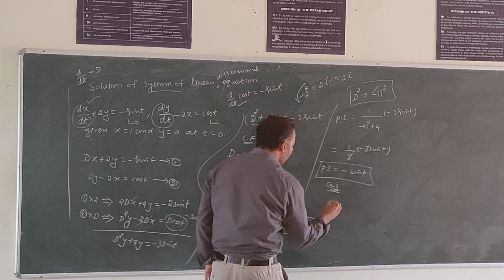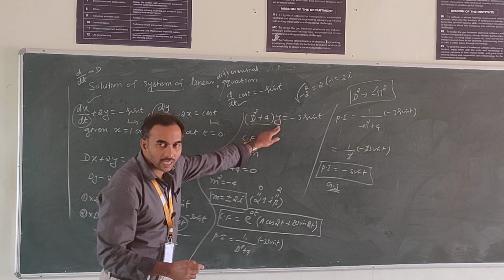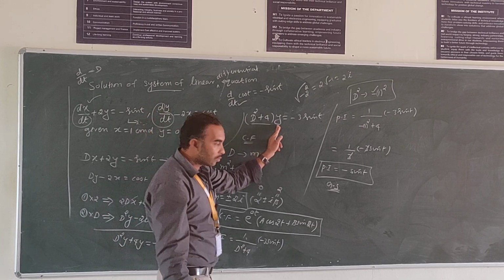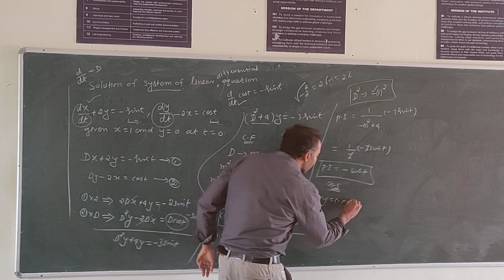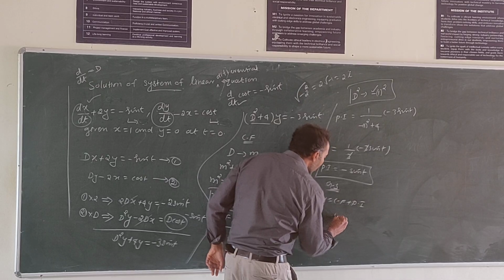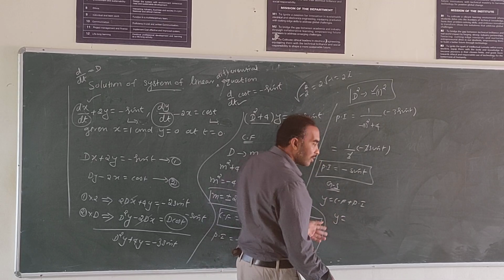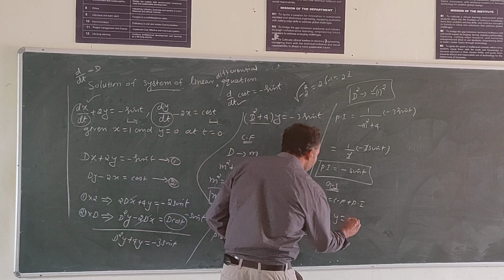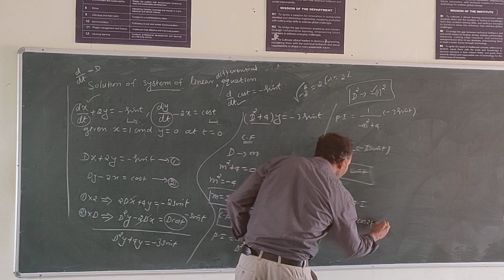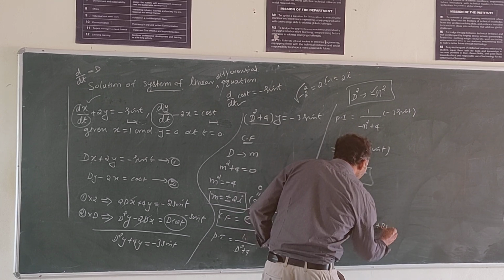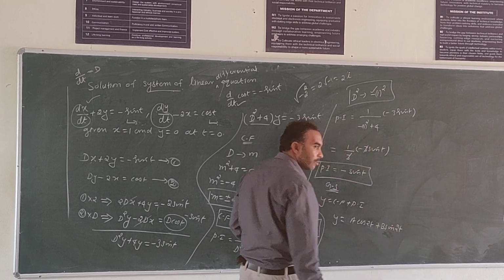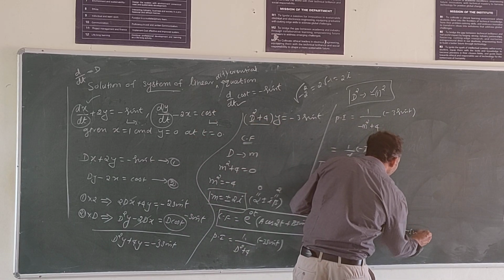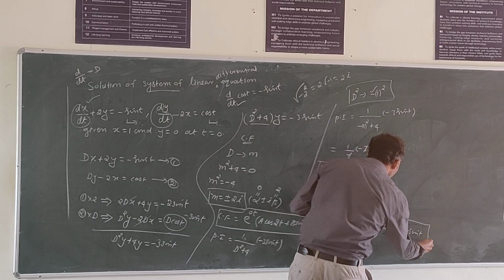So what is the general solution? We have to write y equal to complementary function plus particular integral. So what is the complementary function? E power 0 t will be 1. Remaining terms a cos 2t plus b sin 2t, minus sin t.